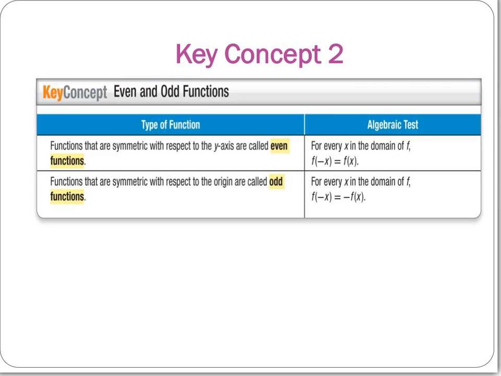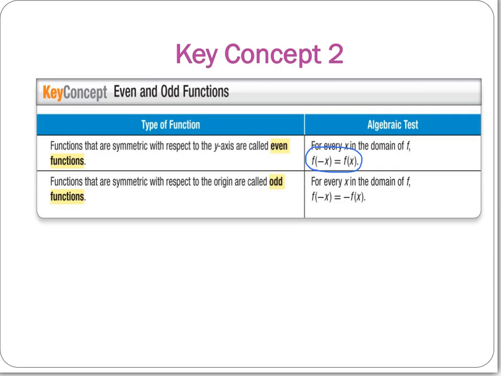There's even function. Functions that are symmetric with respect to the y-axis are even functions. We discussed symmetry in the last lesson, where we discussed the three types of symmetry being x-axis symmetry, y-axis symmetry, and origin symmetry. Functions that are symmetric with respect to the y-axis are called even functions. So for every x in the domain of f, f of negative x is equal to f of x.